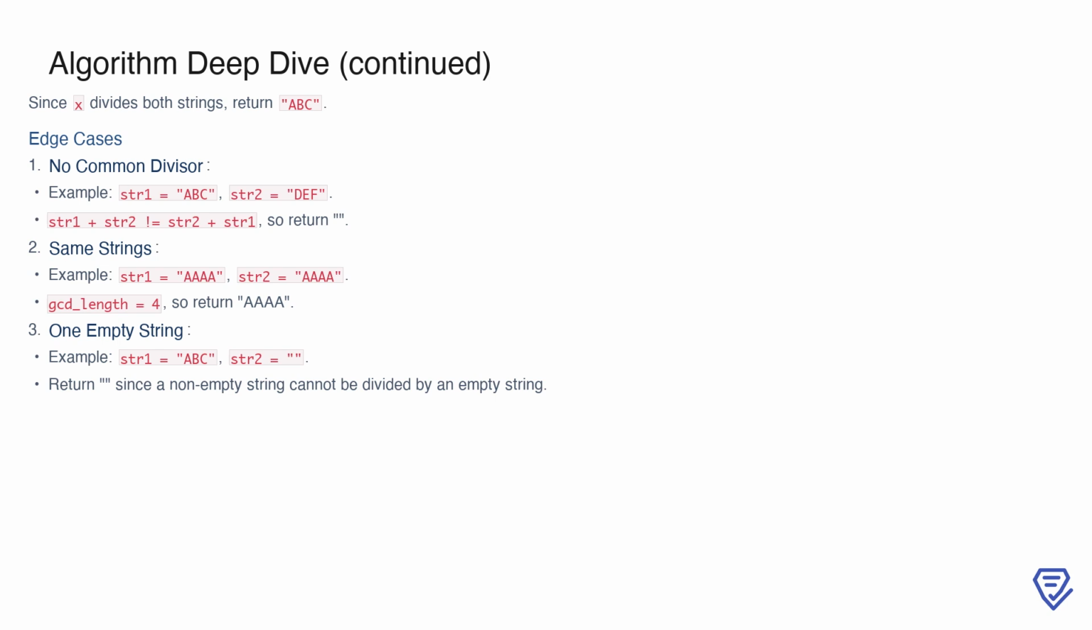Finally, if one of the strings is empty, no non-empty string can divide an empty string, so we return an empty string in this case as well. These edge cases highlight the robustness of the algorithm in handling various scenarios.